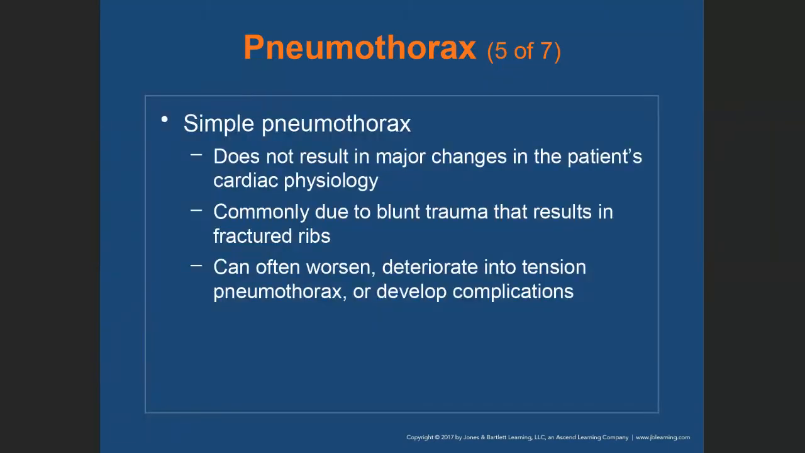Now, a simple pneumothorax does not result in major changes in the patient's cardiac physiology. So you're not going to see a lot of circulatory issues with a simple pneumothorax. It's common due to blunt trauma that results in fractured ribs. It can often worsen or deteriorate into a tension pneumothorax or develop complications. So once it's blunt force trauma that has caused the rib fracture, there is no longer an opening for the air to escape. So that's a patient who is going to be at a high risk for developing a tension pneumothorax. So you need to pay closer attention to their lung sounds and what their cardiovascular assessment is depicting.